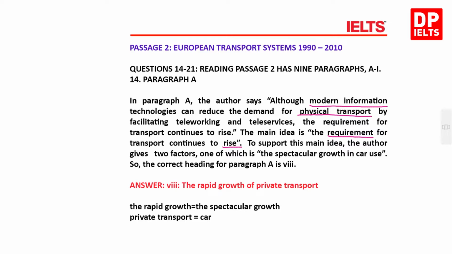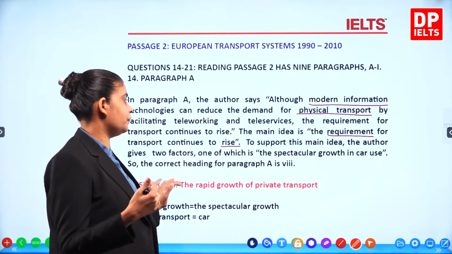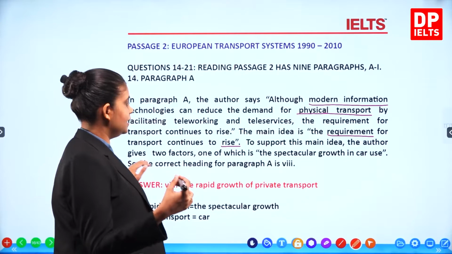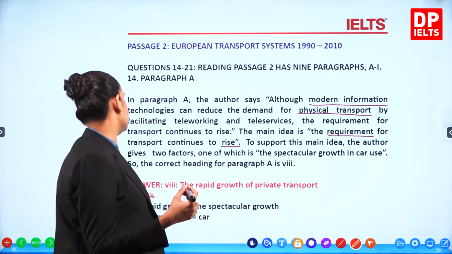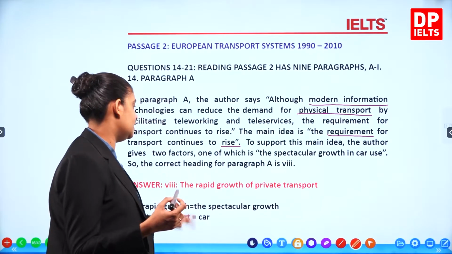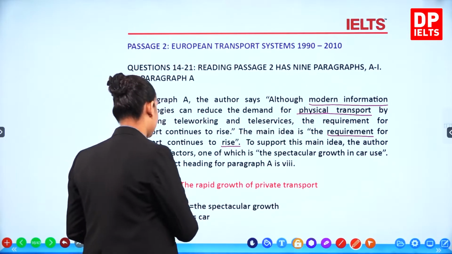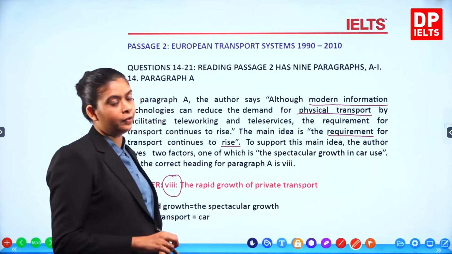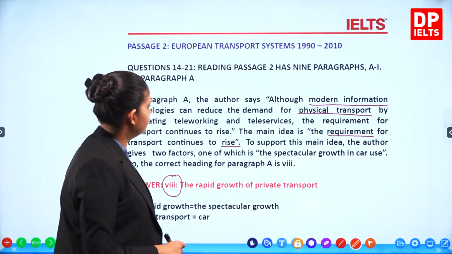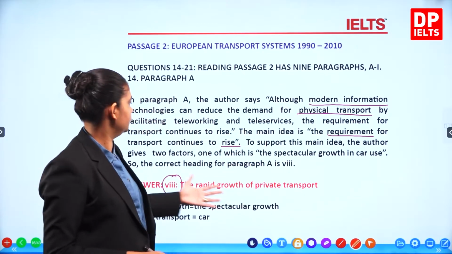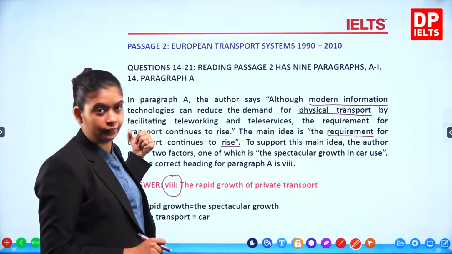So the main idea that the author gives is that the two factors, one of which is the spectacular growth in car use. So the correct heading for A is definitely going to be 8, the rapid growth of private transport. You can see that here. Okay.